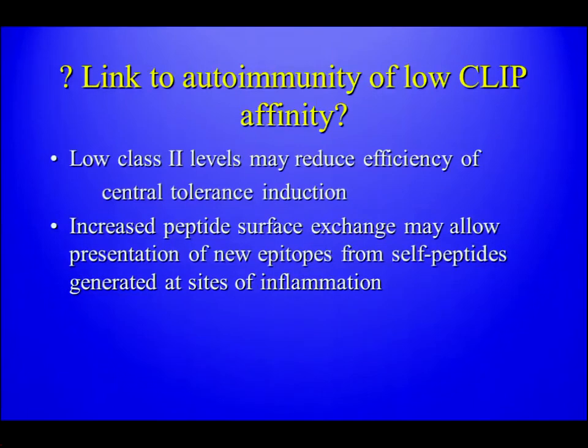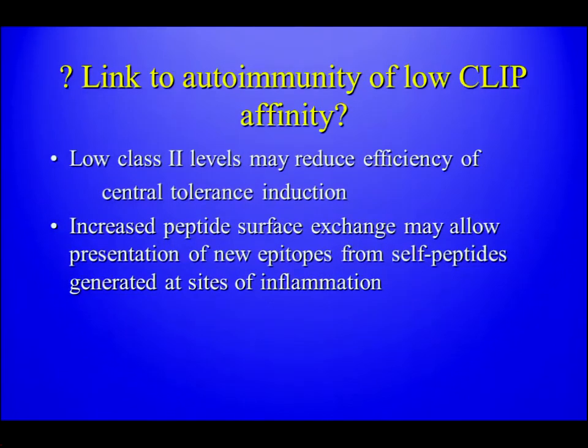Okay, so what's the link to autoimmunity? I've told you that a number of class 2 alleles have this low affinity for this CLIP peptide, and we don't know yet exactly what the link to autoimmunity is. These are our hypotheses, and we're testing them in animal models where the animal has a class 2 molecule with low affinity for CLIP. But I've told you that this low affinity for CLIP leads to low class 2 levels. We think that may reduce the efficiency of central tolerance, for the immunologists in the crowd.